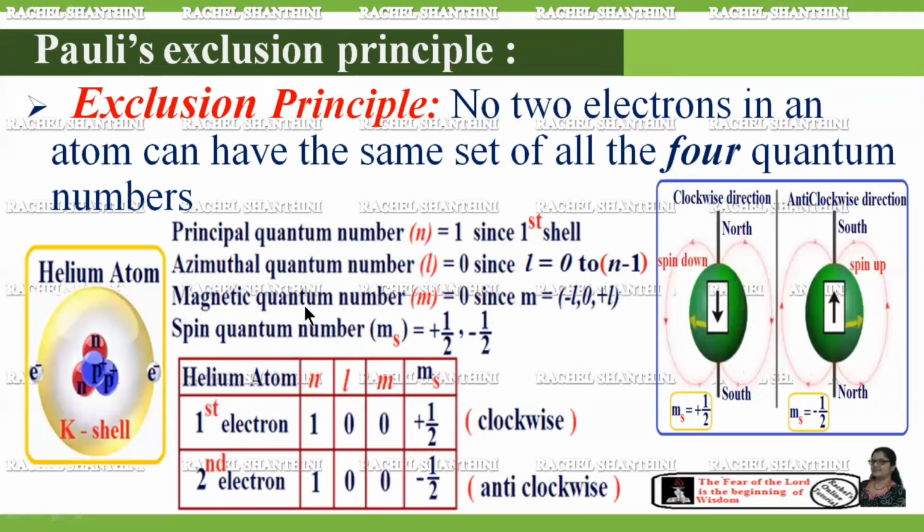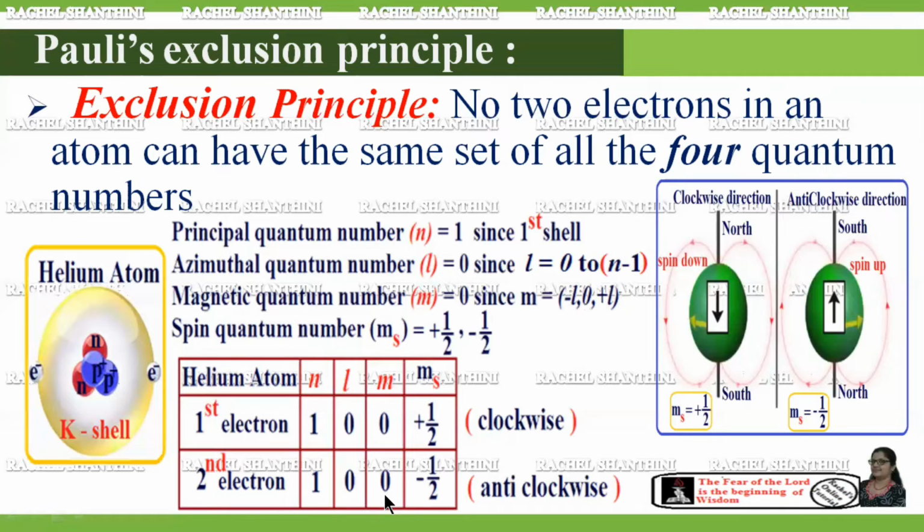Next, coming to the magnetic quantum number m. The magnetic quantum number m value ranges from minus l to plus l through 0, right? So here the value of l equals 0. There is no minus 0 or plus 0. So what is the value of m? The value of m is 0 for the first electron as well as for the second electron. So the value of m for the first electron is 0 and the value of m for the second electron is also 0.